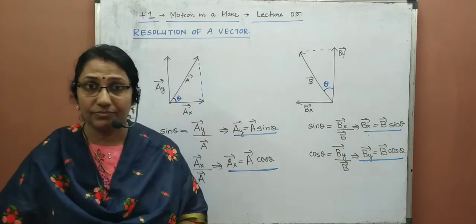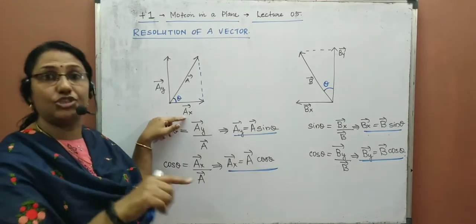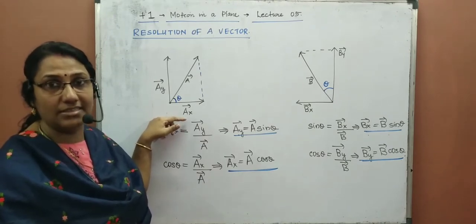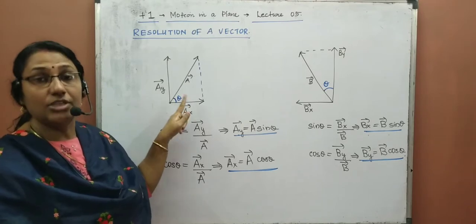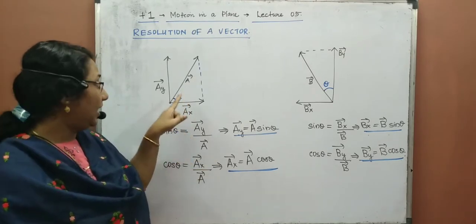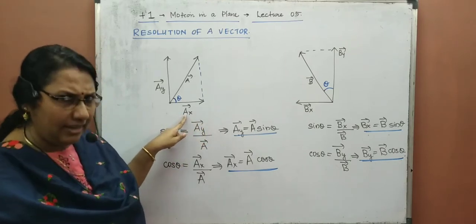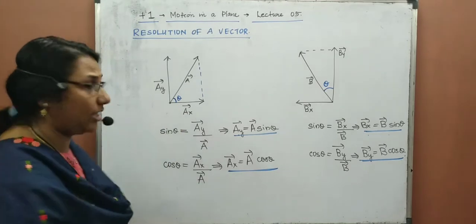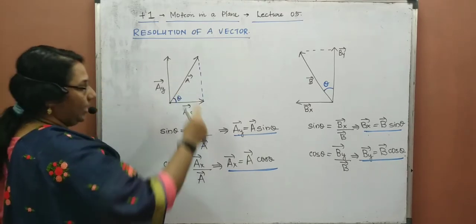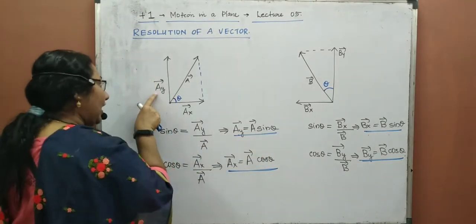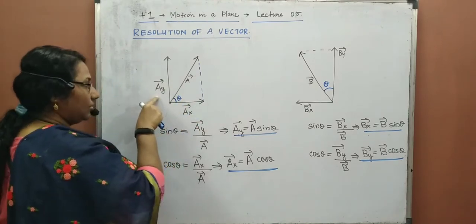So how can you understand that? The simple way. This is angle theta and AX is nearer to the angle. It is in contact with the angle theta, whereas AY doesn't touch the theta. So we can say if a component of a vector is in contact with the angle theta taken, or it is nearer to the angle theta taken, then it will be adjacent. Adjacent component is always the cos component. So if a component is nearer to angle theta, that will be the cos component of the main vector. AX is A cos theta. If a component is not in contact with the angle theta, does AY come in contact with theta? No. AY is opposite to angle theta.